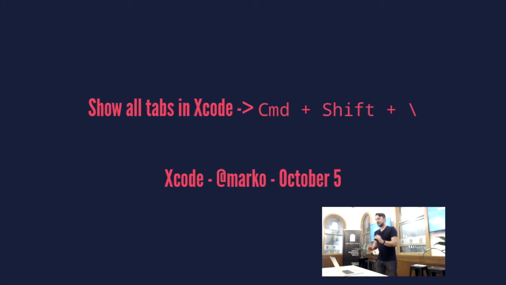You can show all the tabs in Xcode with Command-Shift-backslash. That's cool. Who uses tabs in Xcode? Oh, no, Pablo's the only one on this side of the room. And yeah, most of the tab shortcuts work across all tabbed apps as well. I find Command-Shift brackets tend to move between the tabs as well, which is mainly in Safari, because that's all I use tabs in, Safari.